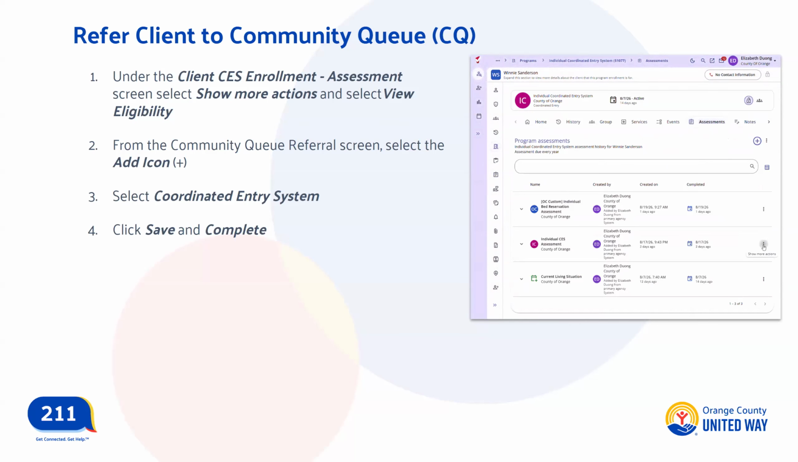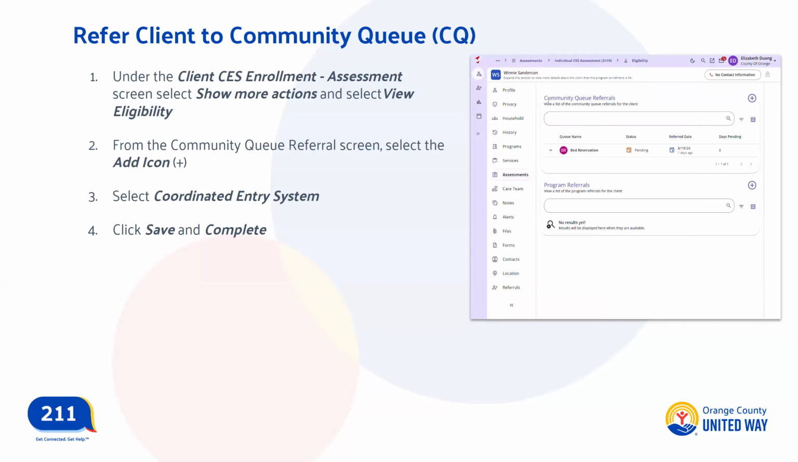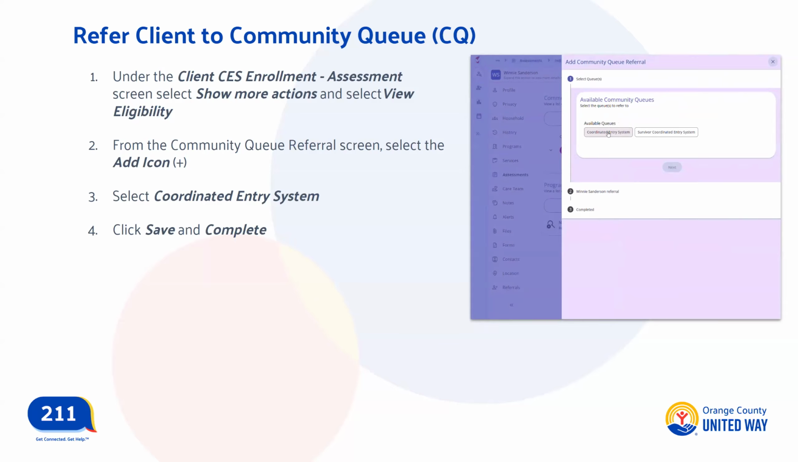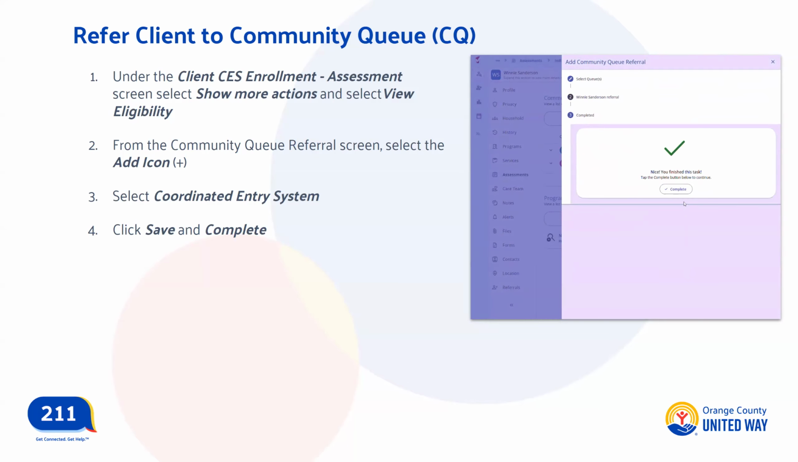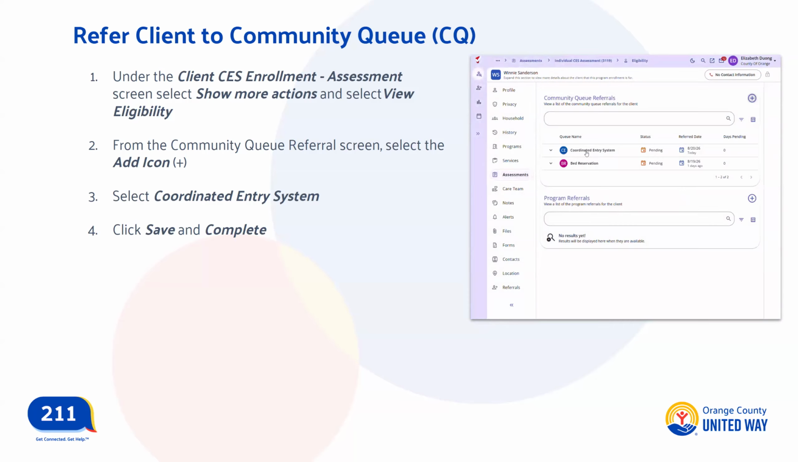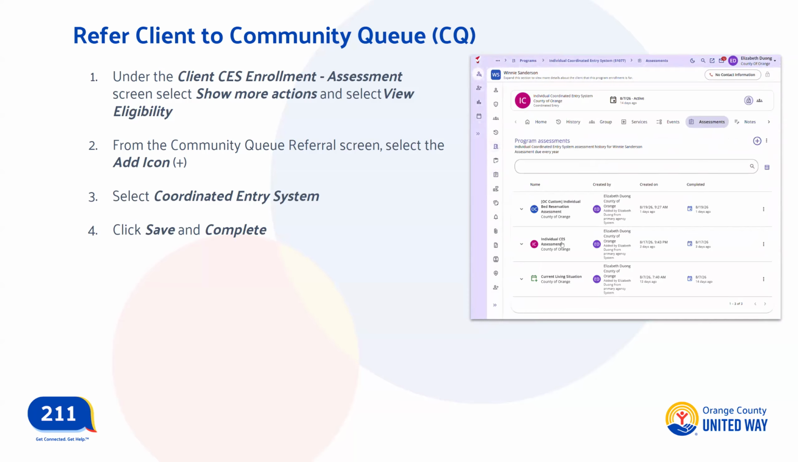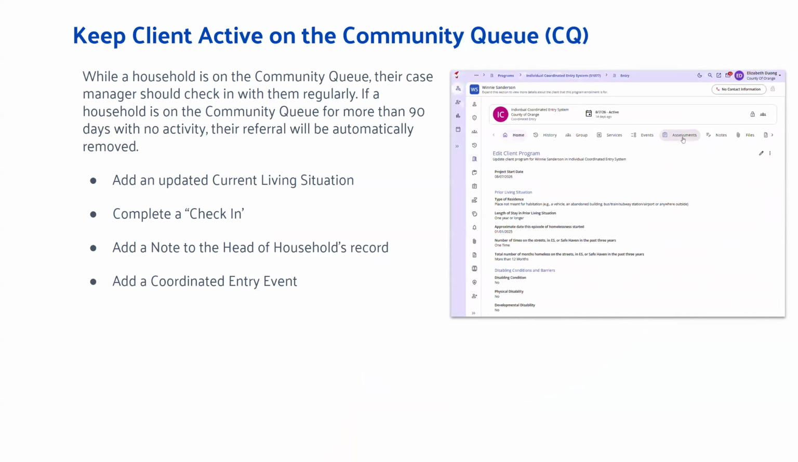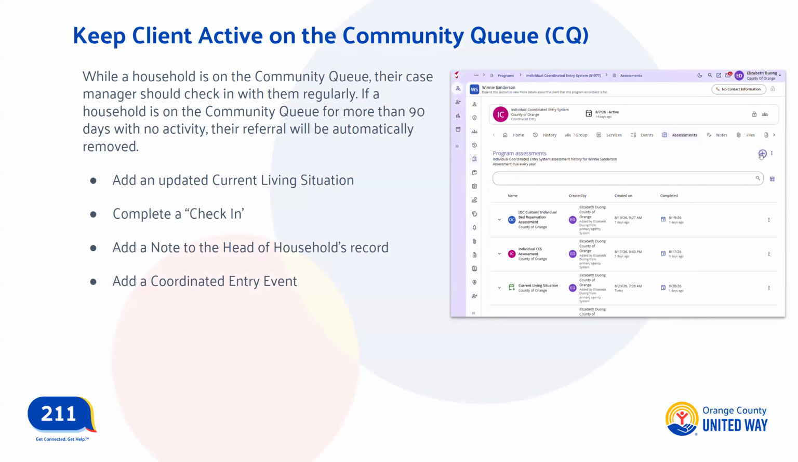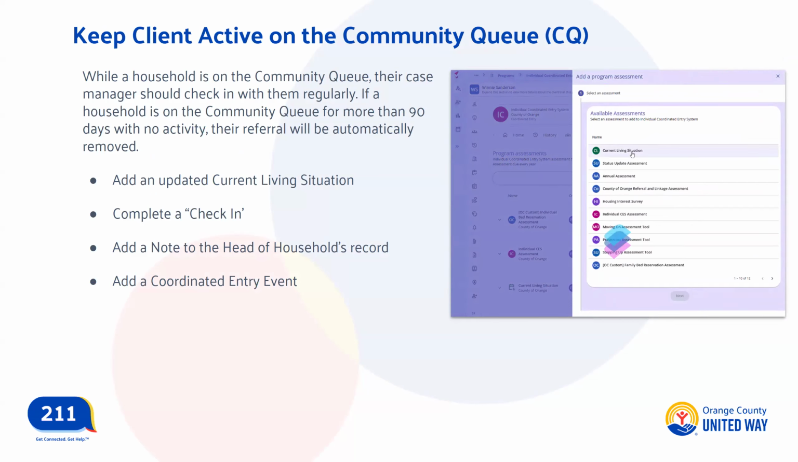Once you have completed the CS assessment, you're still under that same screen. You're going to select more action, and you'll see a new pick list populate. You're going to click view eligibility, and it'll take you to the Community Queue referral screen, and you're going to click the add icon and select coordinated entry system and click save and complete. And from there, the client is on the community queue.